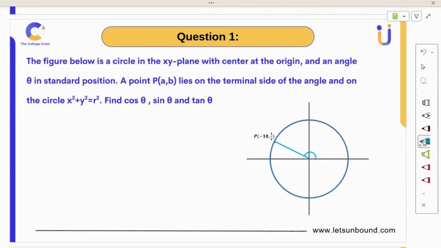Question number 1. The figure below is a circle in the xy plane with center at the origin, an angle theta in standard position. The point (A, B) lies on the terminal side of the angle and on the circle. Find cos theta, sin theta, and tan theta. Okay, how to find this? You have to use the reference angle.